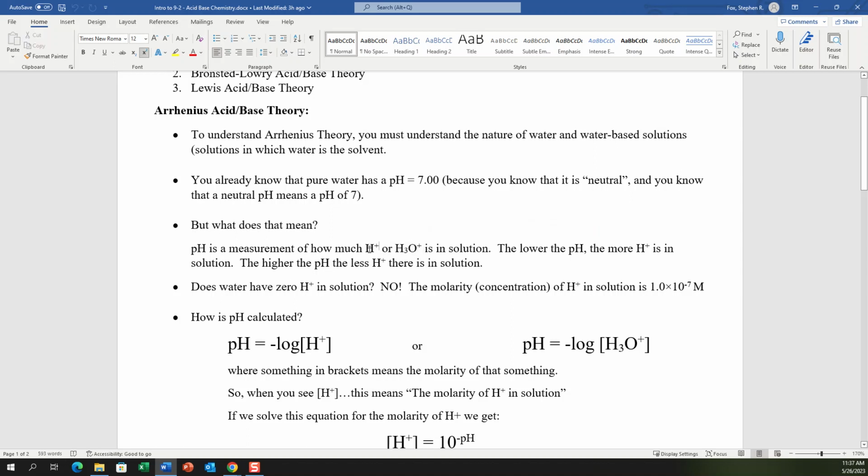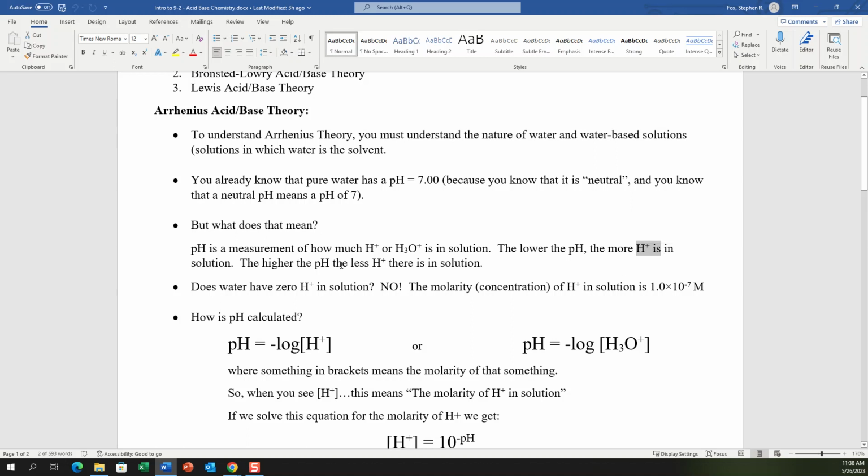The main thing you need to know is that hydronium and H plus, hydrogen ions or hydronium ions, are the same thing. They are synonymous in acid-base chemistry. They are the exact same thing. So if I say hydronium, I could replace that with H plus. If I say H plus, I could replace that with hydronium. It means the same thing. But the lower the pH, the more hydronium or the more H plus you have in your solution.